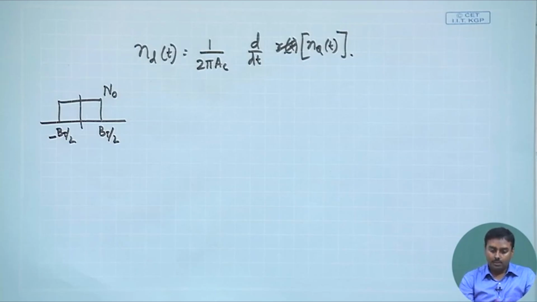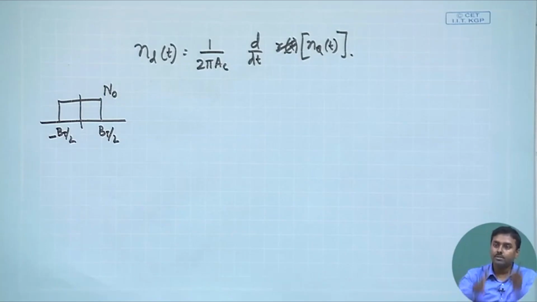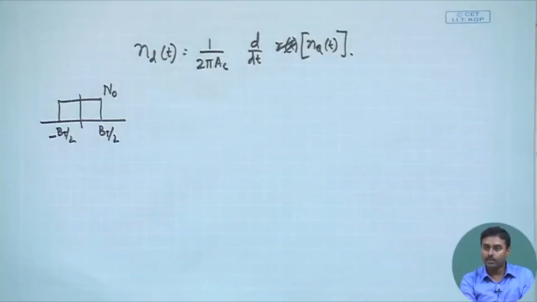Now, let us try to see what this means, N_D t. N_D t is nothing but this N_Q t passed through an ideal differentiator, because that is the operator being applied over N_Q t. So, it is a circuit which is an ideal differentiator, you pass your N_Q t, and whatever you get at the output is N_D t with this factor. We do not have to bother about that factor. So, that is my N_D t.